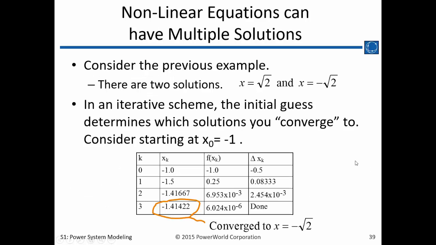Now, nonlinear equations can have multiple solutions. So if you consider again the previous example of x squared minus 2, there are actually two solutions, where x is the square root of 2 or the negative square root of 2. In an iterative scheme, your initial guess determines which solution you converge to. So if you start with an initial guess of -1, you will actually converge to the negative square root of 2, or what we call the low solution.